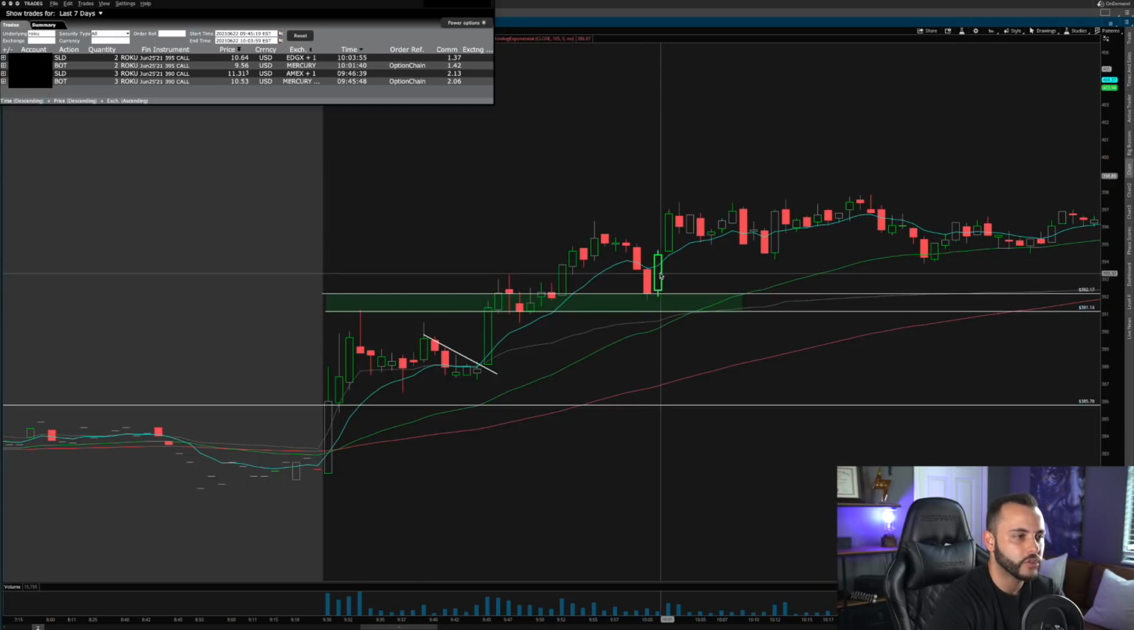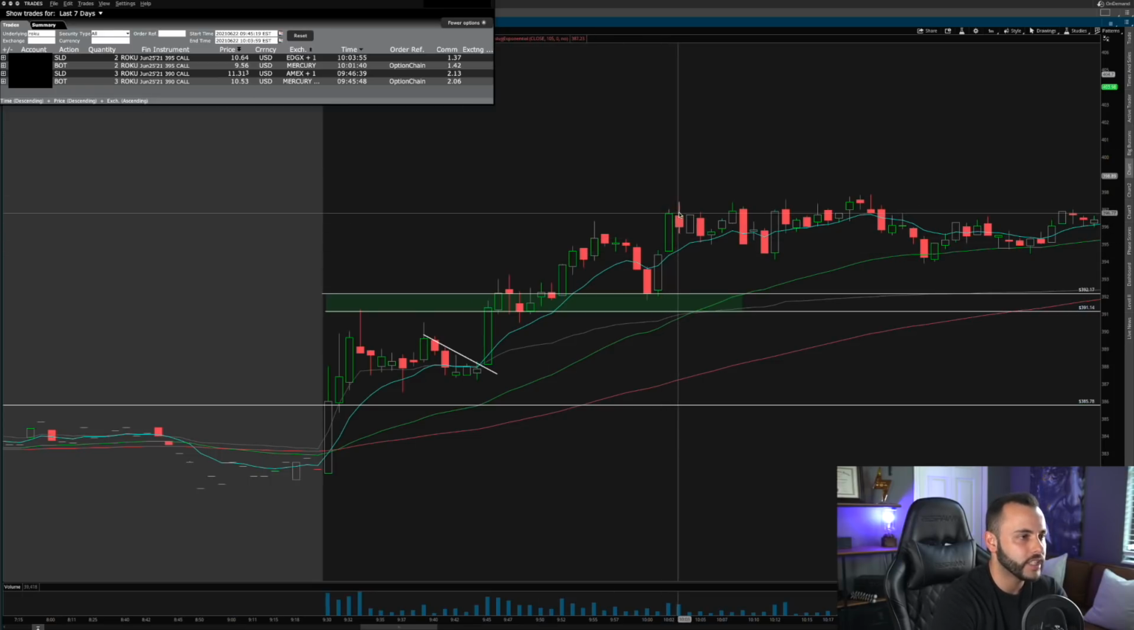Once I saw this start to reclaim the 9 EMA, you can see that my entry was 40 seconds into that candle. So almost at the end of this 1 minute candle, I got in for 2 contracts at $9.56. I got in because of the break and retest. I got in because of the strong reclaim of the 9 EMA, and we got a strong push higher.